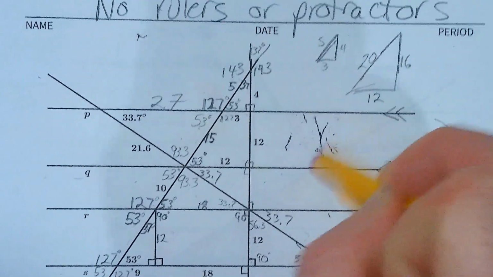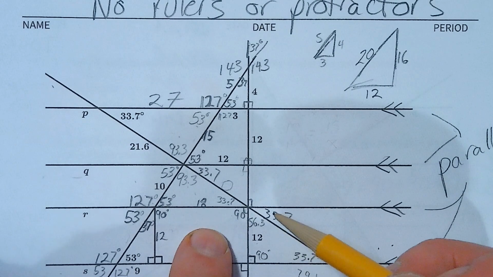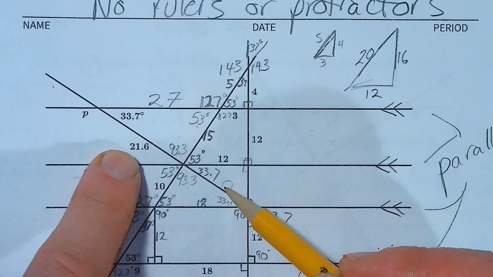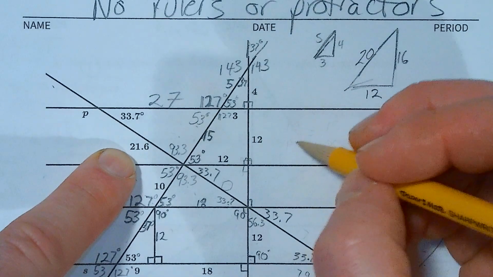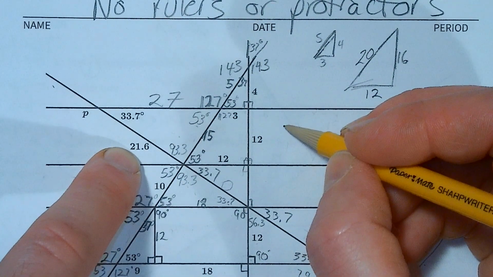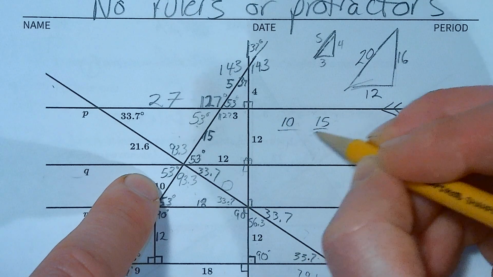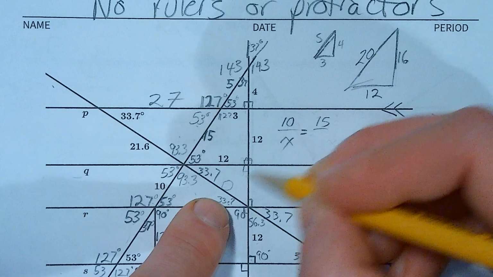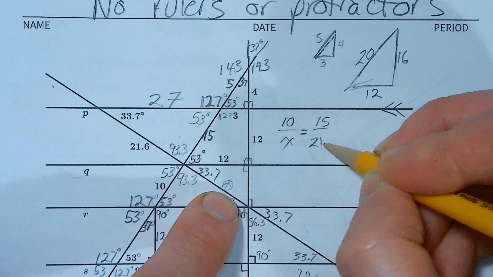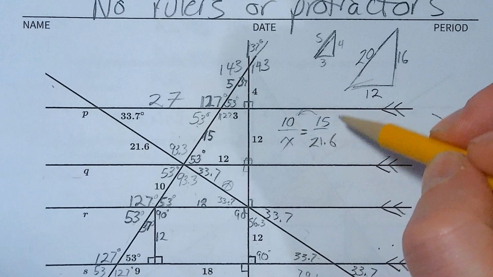Okay, now we want to know what this side is. But now we know it compares to 21.6. Let's set it up the same way, I guess. 10 becomes 15. X becomes 21.6. So now we know that going this way is 1.5, but going this way is 2/3.